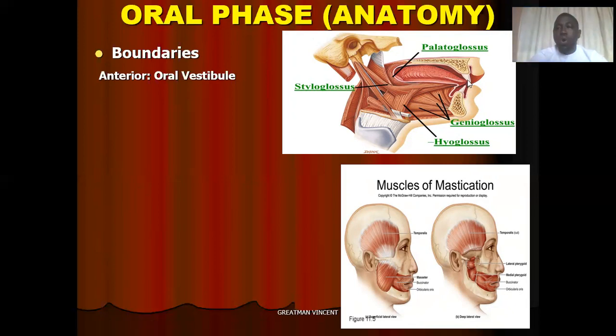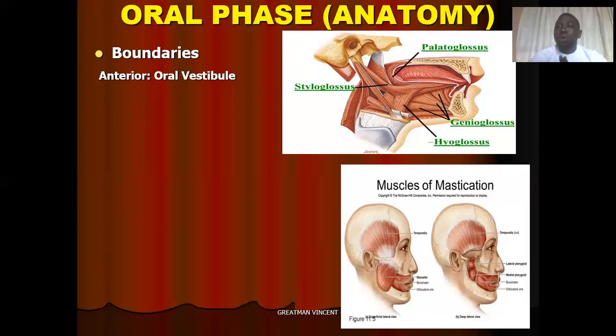Now, the first boundary you want to consider is what we call the oral vestibule. Now, the oral vestibule is the space between your lips and your teeth. That is the oral vestibule. So just as you are looking at the pointer, when food crosses this region, then it is said to be in the oral phase. So that is the first boundary.